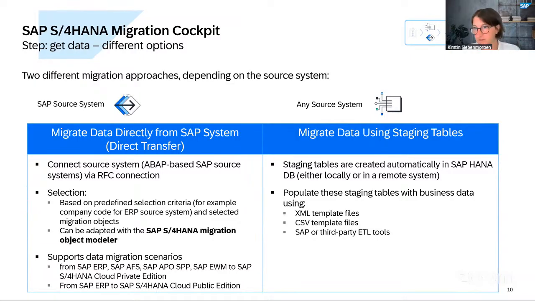And for any other source systems, you can use the migrate data using staging tables. And with this approach, staging tables are created automatically in the SAP S/4HANA database. This can be locally or in a remote system. And you can then populate these staging tables with your business data using the pre-delivered XML template files or CSV template files. If you have a remote system, you can also use any SAP or third-party ETL tools to fill these staging tables directly.